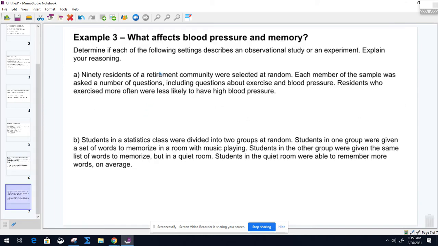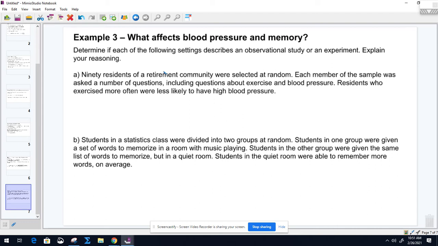So what affects blood pressure and memory? Determine if each of the following studies describes an observational study or an experiment. Explain your reasoning. So again, we got to explain here. So take a look at the words that we're going to use. 90 residents of a retirement community were selected at random. Each member of the sample was asked a number of questions, including questions about exercise and blood pressure. Residents who exercised more often were less likely to have high blood pressure.